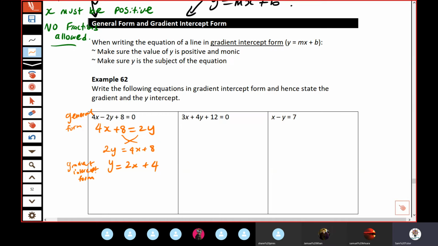Of course, from that, Samuel, what's your gradient? And what's your y-intercept? Would it be 2x? 2, the number in front of the x. Oh yeah. And the y-intercept? It's plus 4. Positive 4. Careful, it's the number in front of x that's the gradient. Good job. Okay, let's try that again.